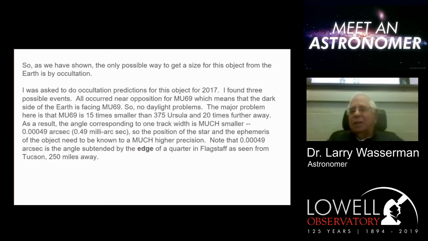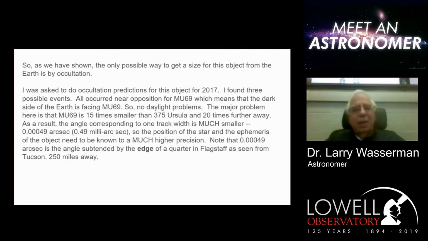I found 3 possible events. All occurred near opposition, which means that the dark side of the Earth is basically facing the object. So we don't have to worry about daylight. Everywhere the occultation will be is going to be dark.